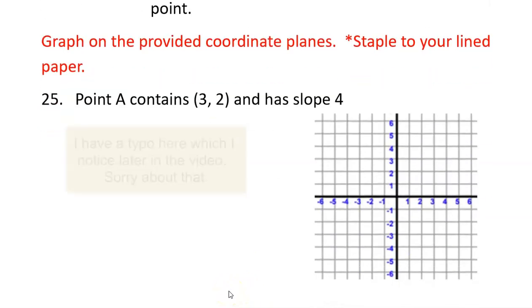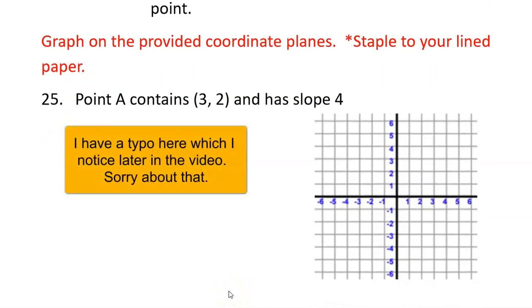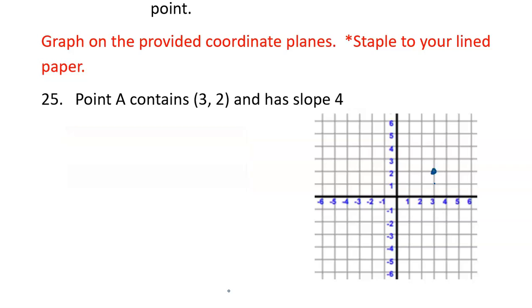Number 25, point A contains (3, 2) and has a slope of 4. We know that (3, 2) is on point A, so let's plot that point. Start at the origin, go to 3 on the x-axis, and then go up 2. 1, 2. Here in quadrant 1 is point A.